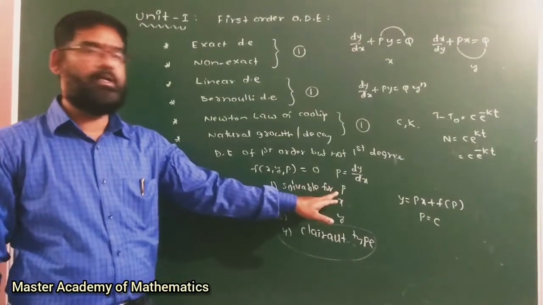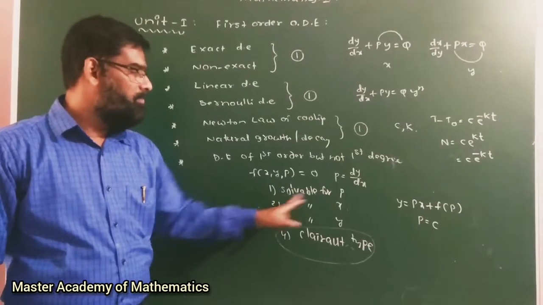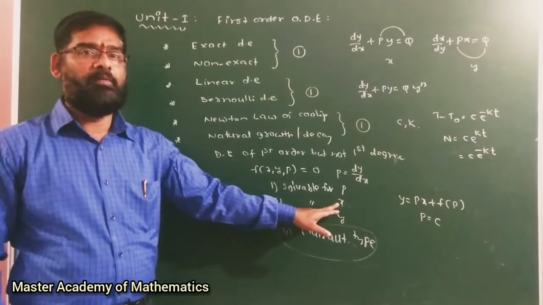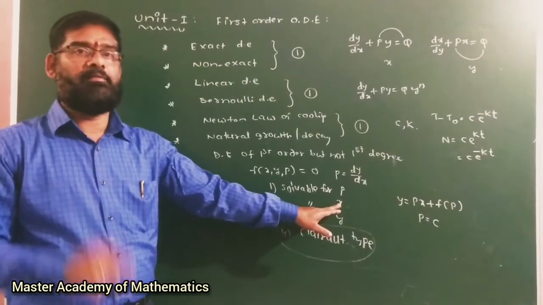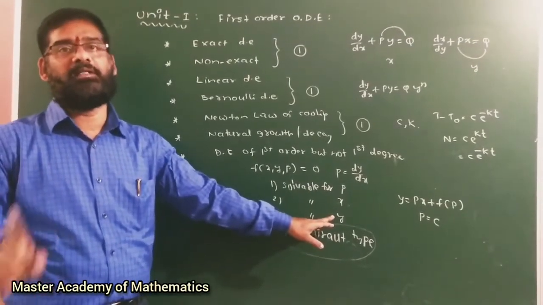Solvable for p is applicable when it is in the quadratic form. Solvable for x is applicable when the degree of x variable is 1. Solvable for y is applicable when the degree of y variable is 1.